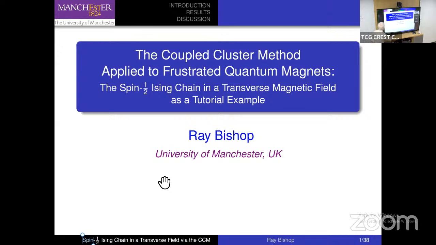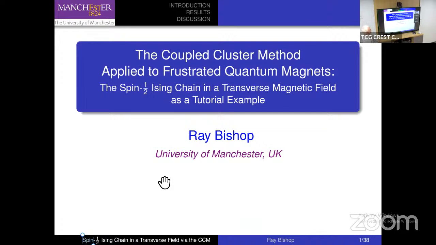So, after the introductory talk on Monday, which was intended to be a once over, very lightly, of what the coupled cluster method is and what it can do, I tried to give you a broad overview of both the methodology itself and the very diverse array of problems in many areas of physics.